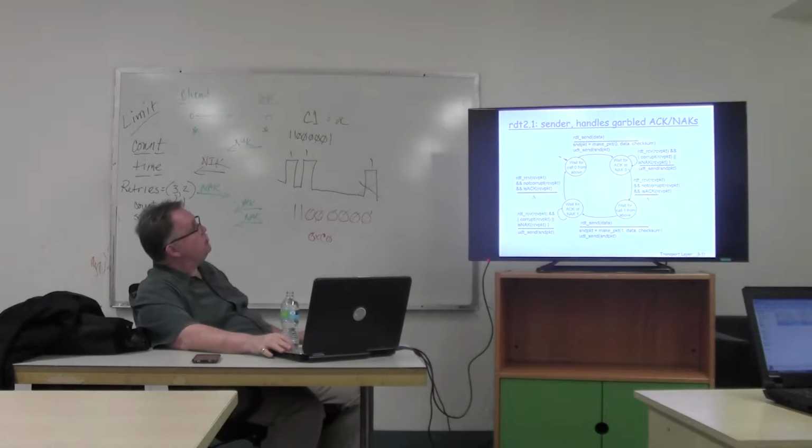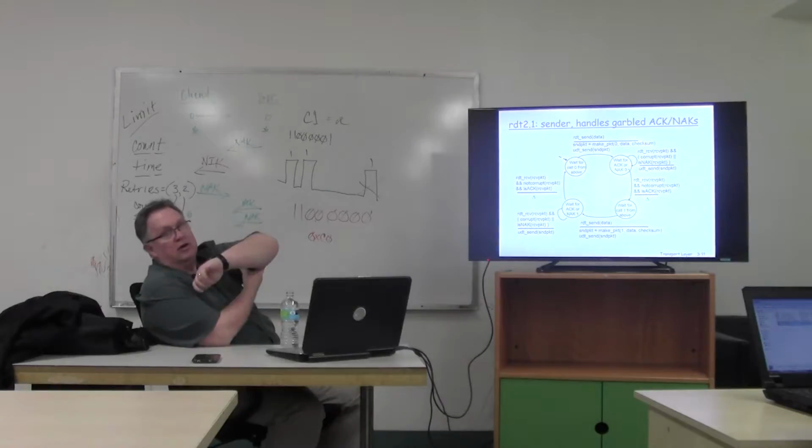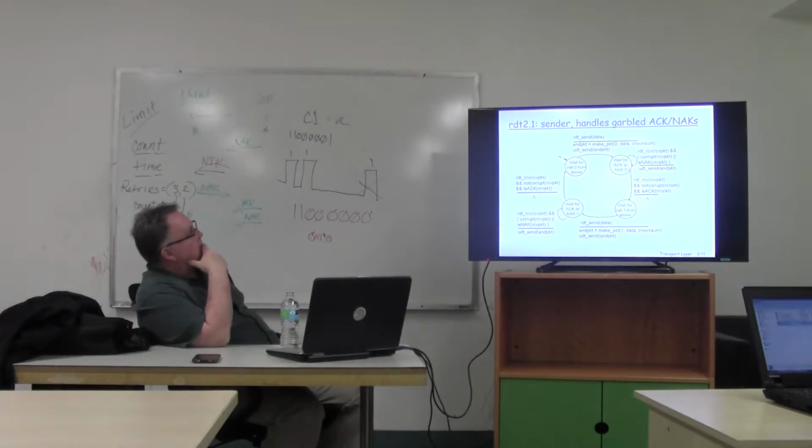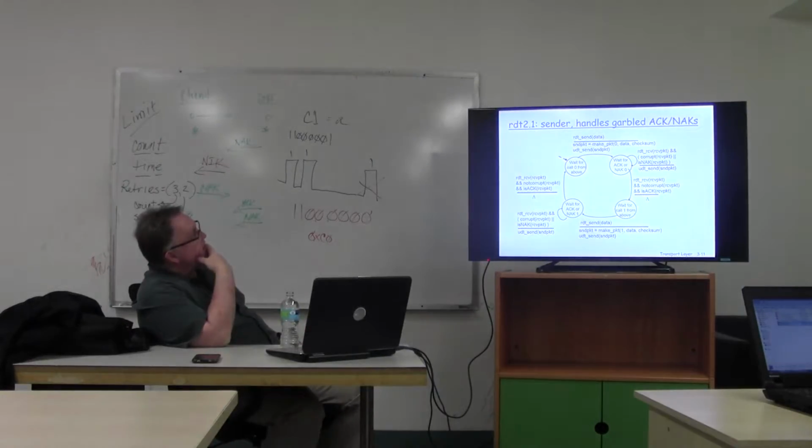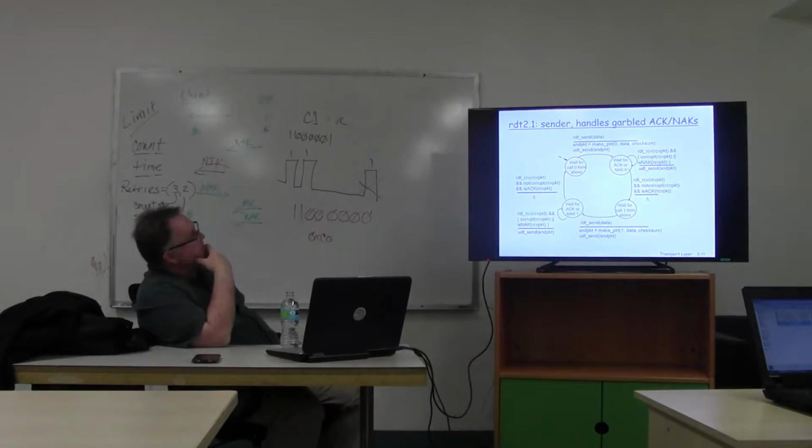So, RDT 2.1, the sender handles garbled ACKs and NACKs. And how do we do that? Because we start implementing not only the checksum, but also the sequence number. And at the very top, you'll see that we're waiting for the data. We get the request down from the application layer. We generate the packet for the send packet, right? And that first number in there, the 0, that's our sequence.